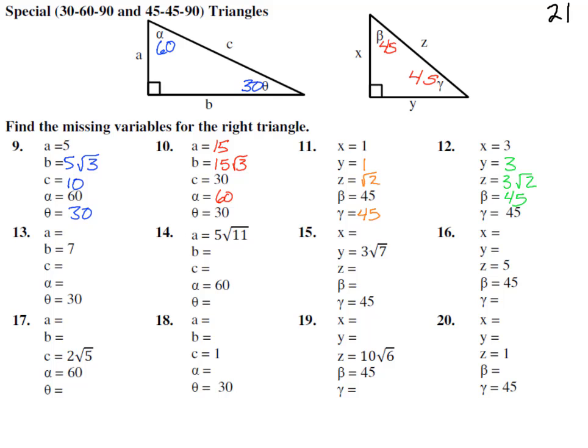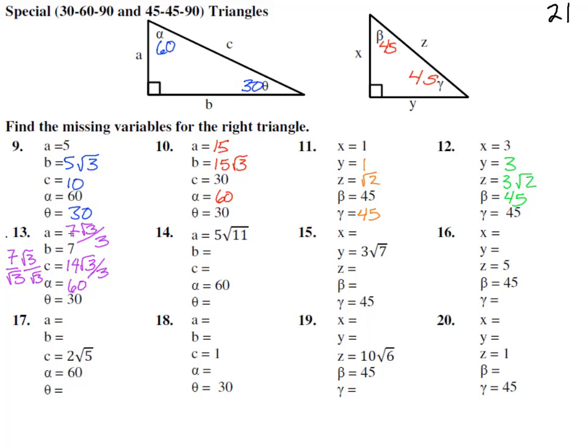All right, number 13. If B is 7, we have to go backwards. We have to divide by the square root of 3 to get to A. Let's write that out here. 7 divided by the square root of 3. What does that do? Well, we multiply by the square root of 3 over the square root of 3, and we get 7 square roots of 3 all over 3. Yeah, that's a little bit tougher. C is going to be twice as big as that, so it's going to be 14 square roots of 3 over 3, and of course alpha is 60 degrees. That was a little bit tougher on that one, wasn't it?